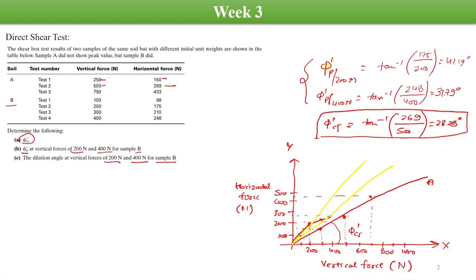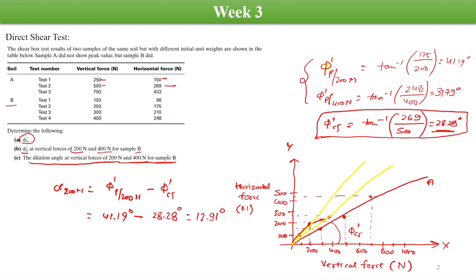Okay. So now based on the values we have obtained, we can also calculate the dilation angle at vertical forces of 200 and 400 Newton for sample B. So phi dash critical is going to be the same. It is 28.28. So dilation angle at the vertical force of 200 Newton will be phi dash peak at 200 Newton minus phi dash critical state. So that's going to be 41.19 degrees minus 28.28 degrees. And it will be around 12.91 degrees.